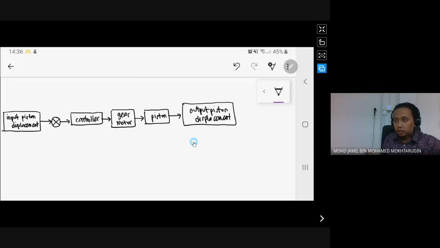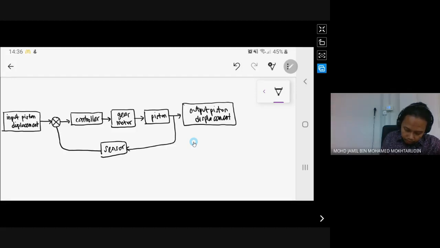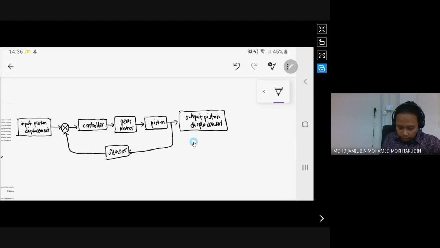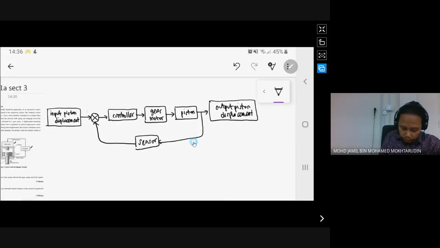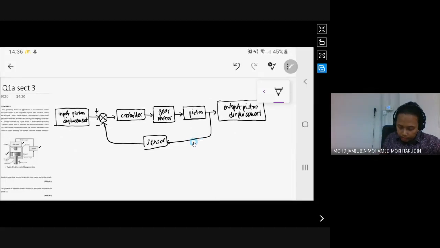And then this is a closed loop system, and you have a sensor mentioned in the paragraph. So you must have a feedback loop. So the feedback loop is the sensor, and then a signal going back. Here you can put plus or minus, it doesn't matter.